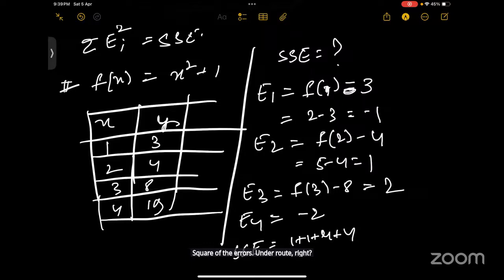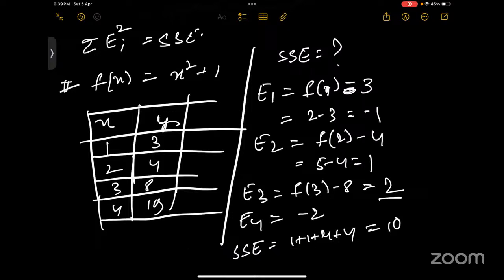This one, right? Yeah, so you have to square it, no? Sum of squares. So we have 1, 1, 2 minus 1, 1 minus 1, 2 minus 2. So if I do the square, it will be 1, 1, 4, 4, right?